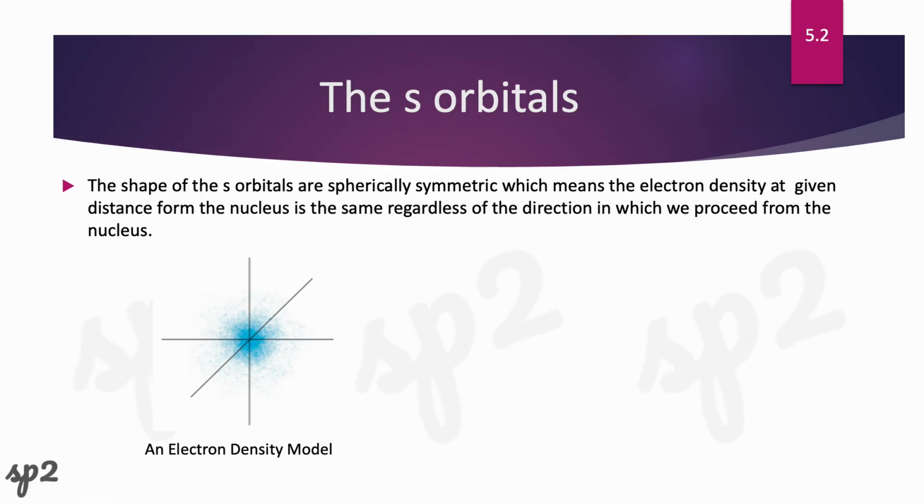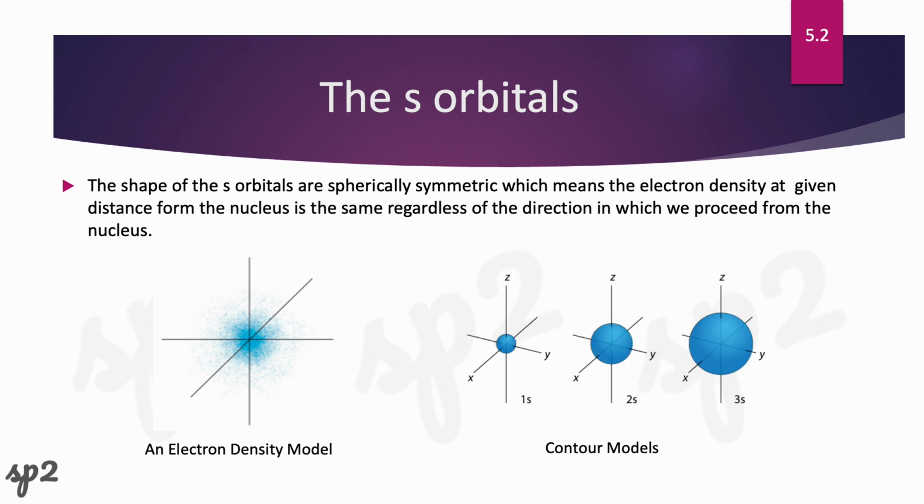The first one is the s orbitals. The shape of the s orbital is spherical and very symmetric, which means that the electron density at a given distance from the nucleus is always the same, regardless of the direction in which we look from the nucleus. It's a very fundamental and simple distribution of the electrons. As you can see in this picture, we have the electron density model. If you look at the contour models, which are also pretty common, we get the idea of spherical shapes for these s orbitals.